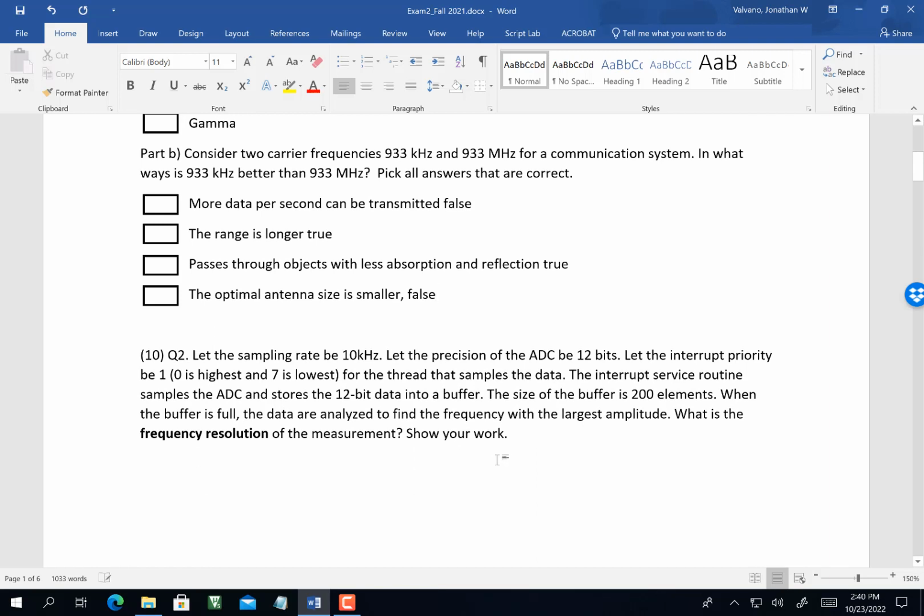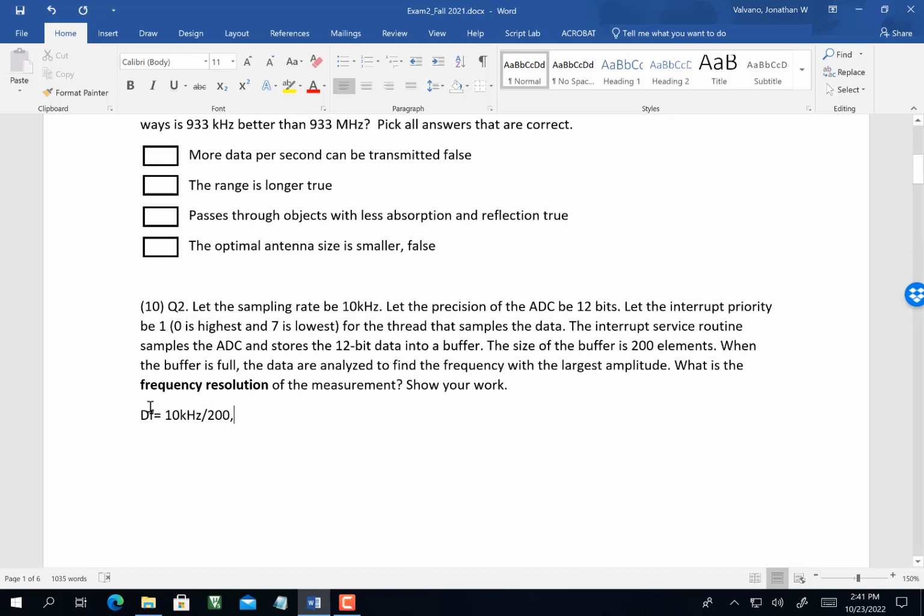Okay. Here, what am I looking for? Understanding the way in which sampling fits together. If you have a sampling rate of, in this case here, 10 kilohertz, and you have a buffer size of 200 elements, that will determine the frequency resolution of your measurement. So whatever that is, 50 hertz or whatever that happens to be.